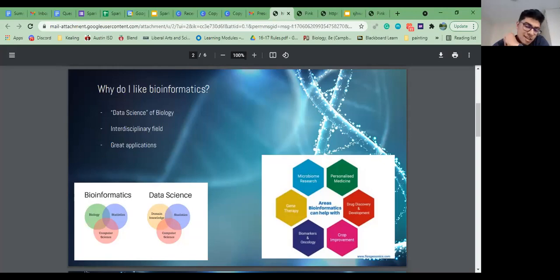So yeah, anyways, bioinformatics has a ton of great applications, anywhere from gene therapy, drug discovery, biomarkers, and a lot of other good stuff. You can go to the next slide.